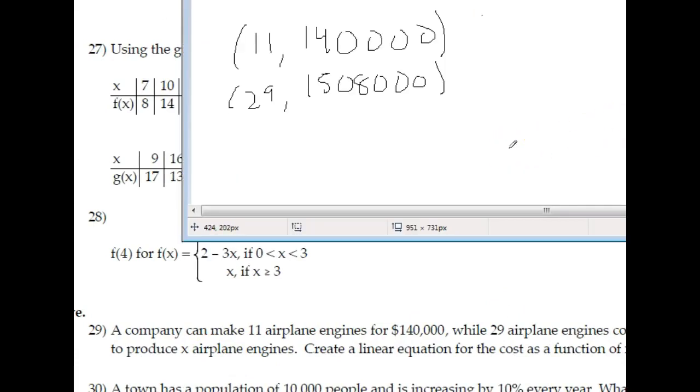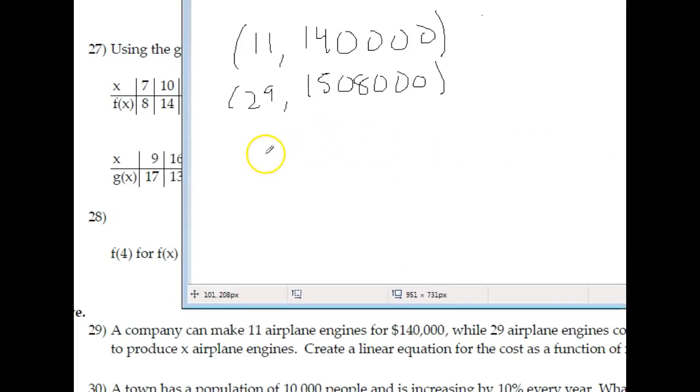So anytime you have 2 points and you're trying to create a linear function, you need to just find the slope first. So rise over run. You put... and I think I have one too many zeros there.